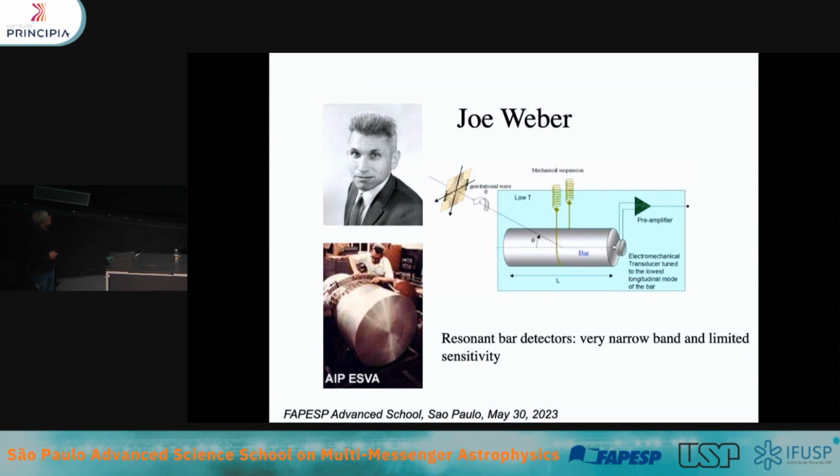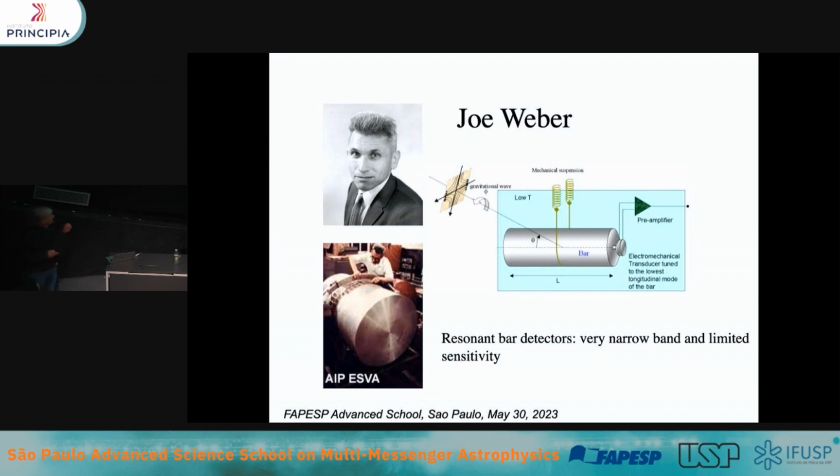This is a time where Weber, who was at the University of Maryland, took a sabbatical at the Institute for Advanced Study, and I believe, if I remember correctly, it was Wheeler who convinced him to try an experiment to detect gravitational waves. So he started thinking about using resonant bars. They were very narrow band and of limited sensitivity.